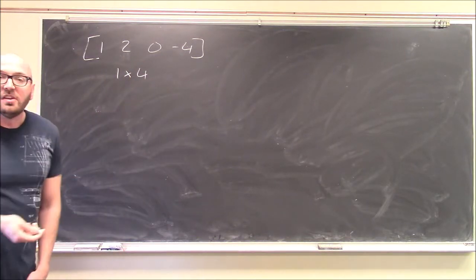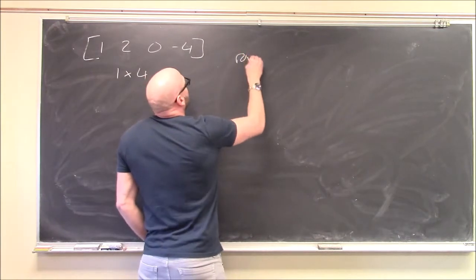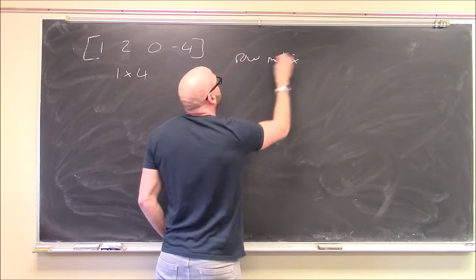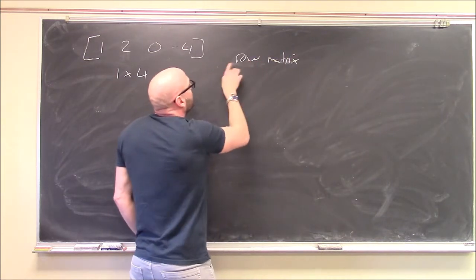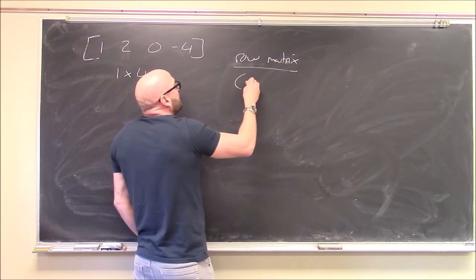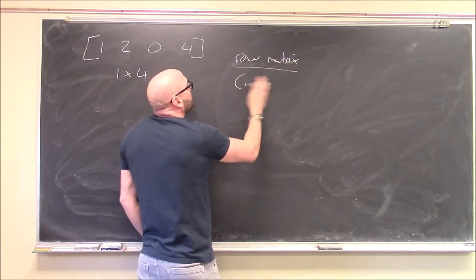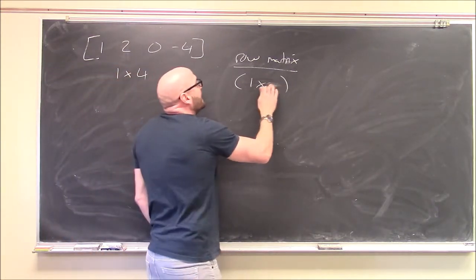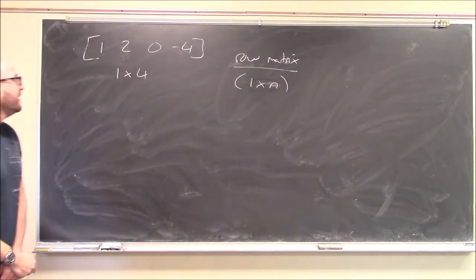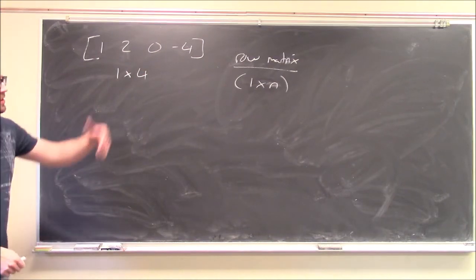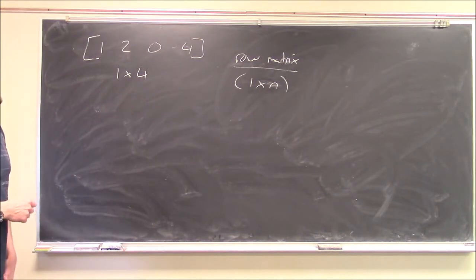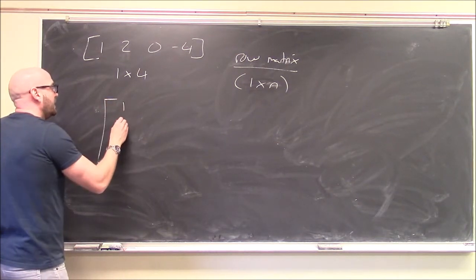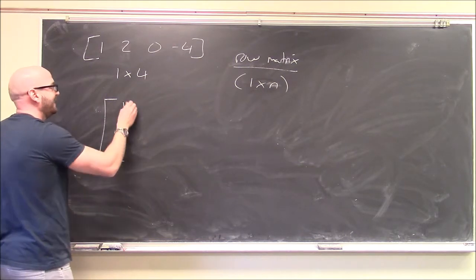Because it has only a single row, we call matrices of this form a row matrix. The whole thing is a row matrix. So this is just a matrix with 1 row, of size 1 by n. Anytime you have a matrix with just 1 row, it's a row matrix.